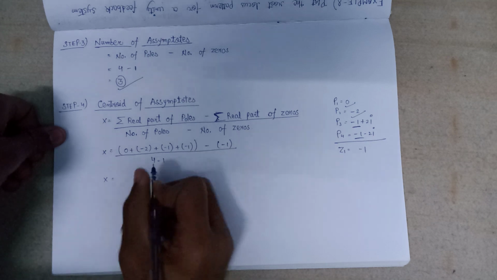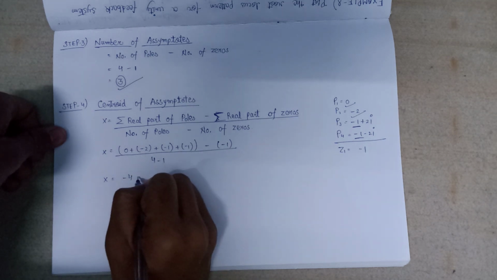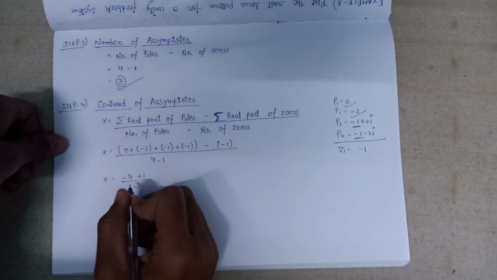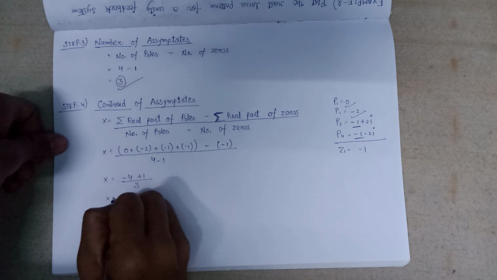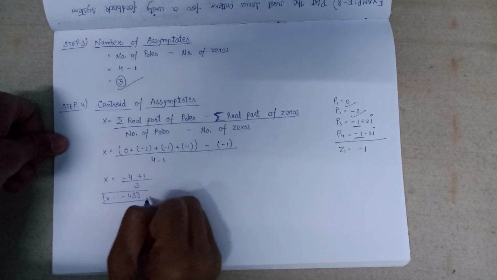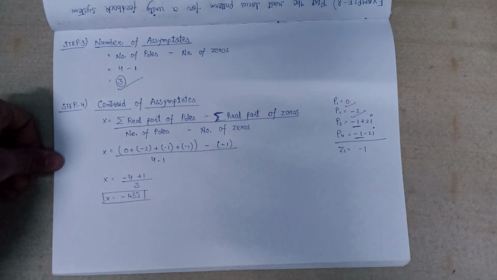So on solving we get (-4 + 1) / 3. So we get x = -1.33. This is our centroid of asymptotes. Moving on to step number 5, that is calculation of angle of asymptotes.